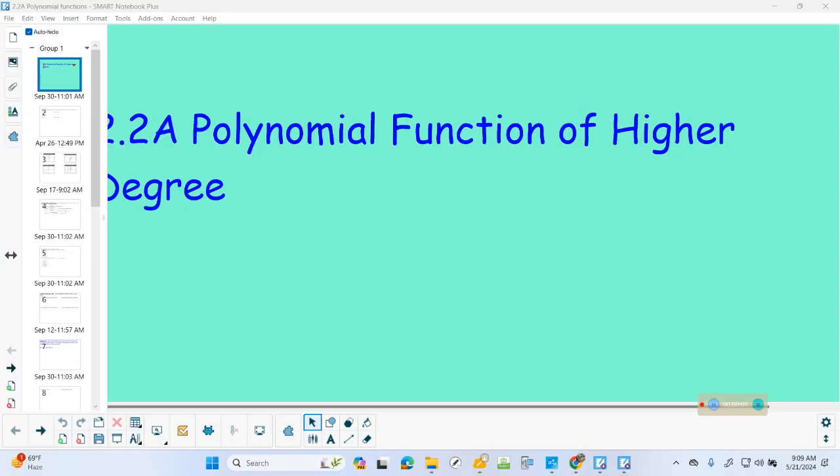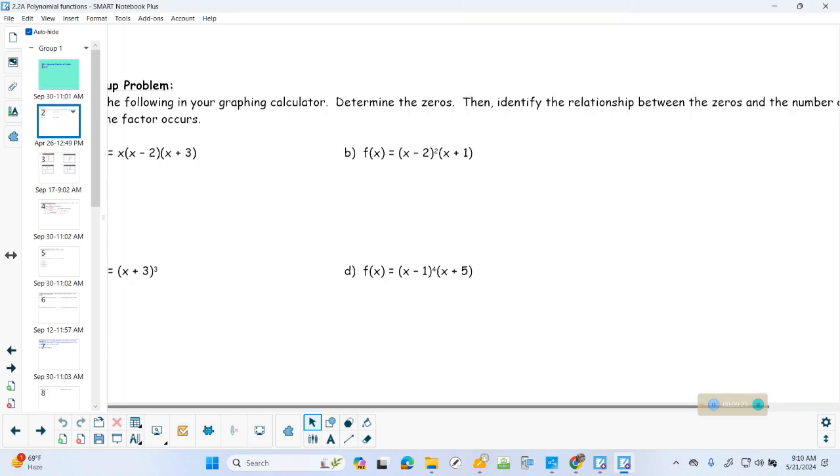Good morning, pre-calc students. Today we're going to take a look at polynomial functions of higher degrees. So we're going to get beyond just x squared. We're going to take a look at x cubed, x to the fourth, and so on and so forth. Of course, we're going to take a look at how we could know what the graph is going to look like just from the equation. And we're also going to use our algebra skills to help us find the zeros of the polynomial function.